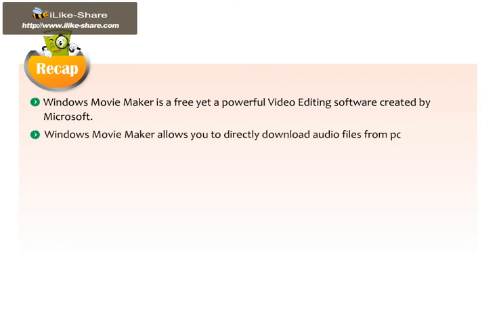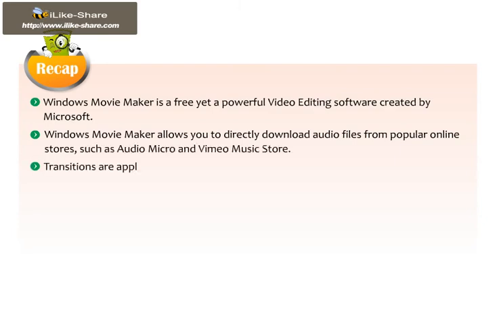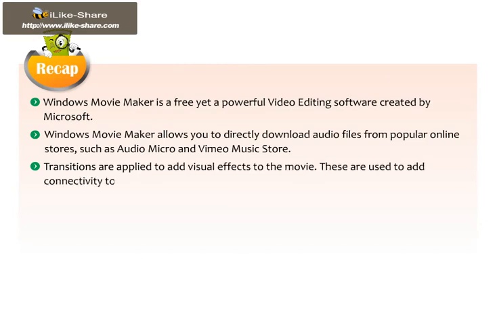Okay students, let us take a recap of this chapter. Windows Movie Maker is a free yet powerful video editing software created by Microsoft. Windows Movie Maker allows you to directly download audio files from popular online stores such as Audio Micro and Vimeo Music Store. Transitions are applied to add visual effects to the movie. These are used to add connectivity to the consecutive scenes of a movie.